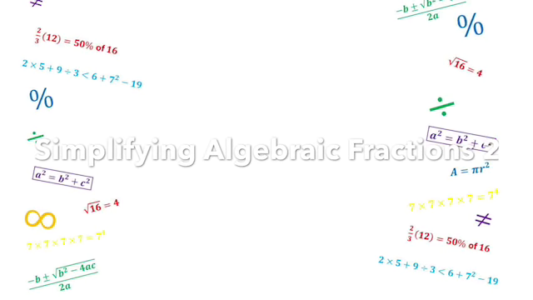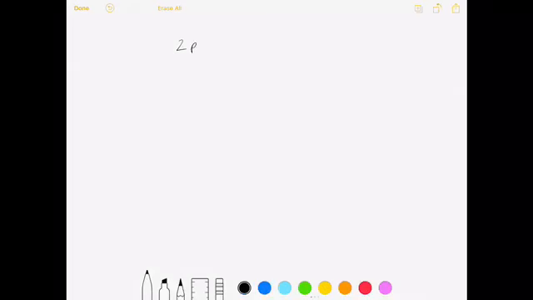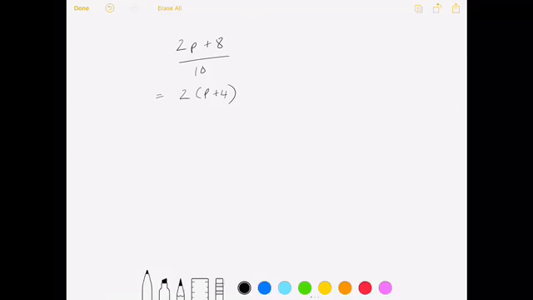In this film we're going to look at simplifying algebraic fractions where you're required to factorise. So if we look at the first example, we have 2p plus 8 over 10. If you look at the numerator, the first thing you should always do is look for a common factor, and there is a common factor of 2. We can cancel the 2 with the 10 and we're left with p plus 4 over 5.